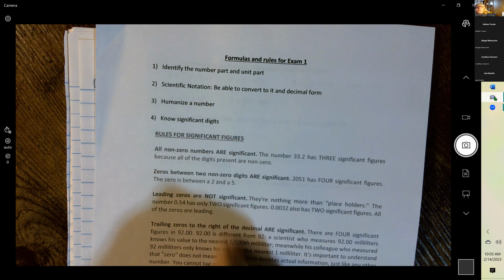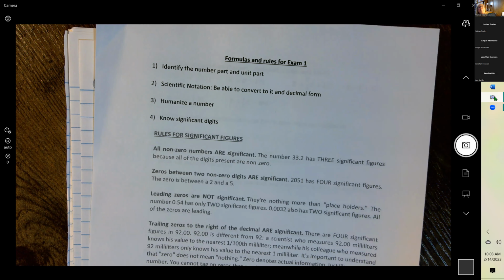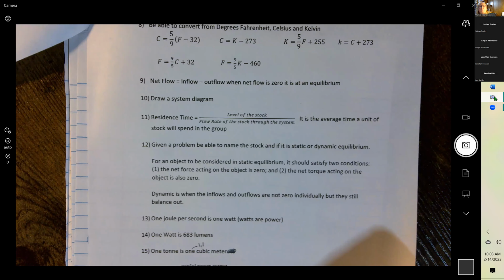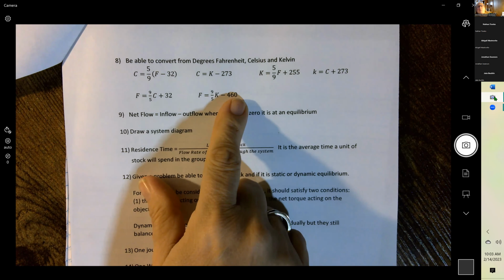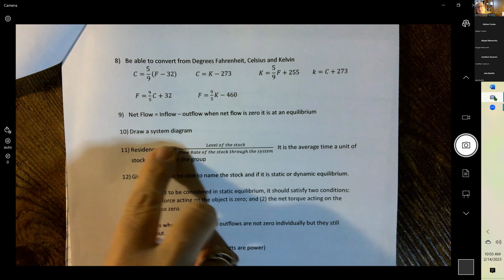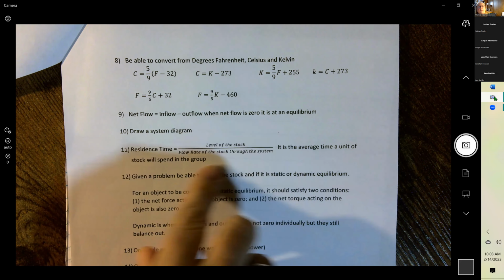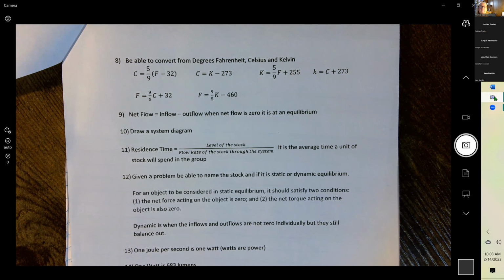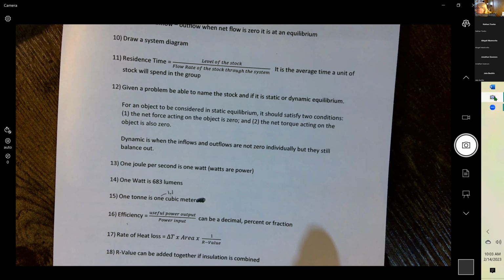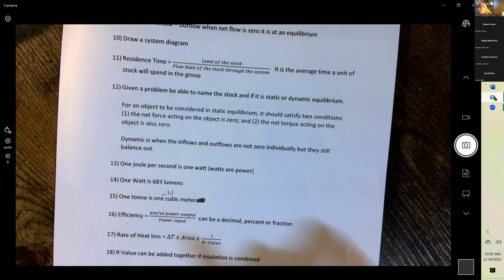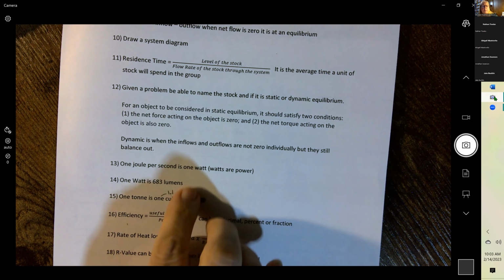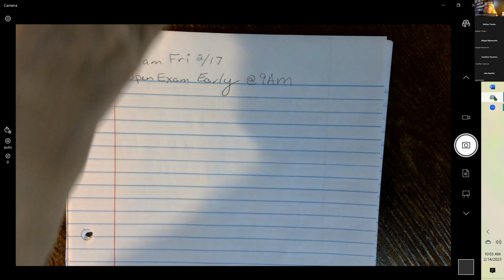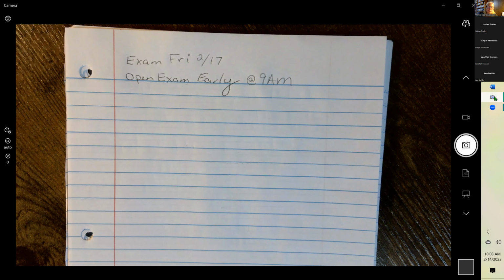Significant digits, I put the rules here so then you can check them. And then there's other formulas. Net flow, draw a diagram if there's a note you want to put about that. Residence time. And we've used almost all of these so far. We haven't done like the last half. So those are formula sheets.